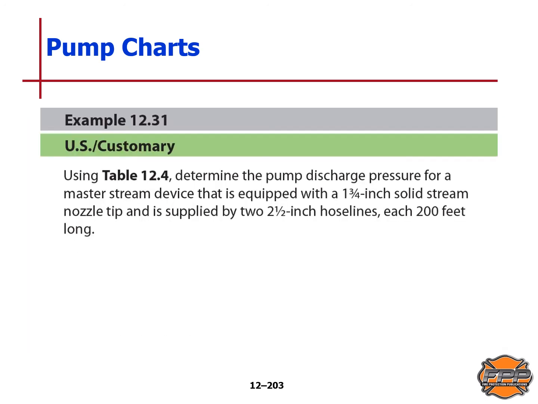Let's look at an example. Using table 12.4, determine the pump discharge pressure for a master stream device that is equipped with a 1 3/4 inch solid stream nozzle tip and is supplied by two 2.5 inch hose lines, each 200 feet long.